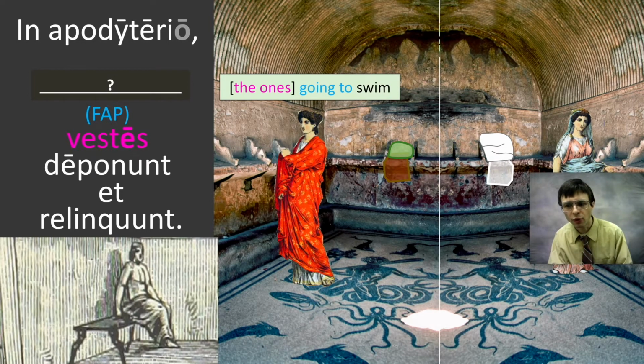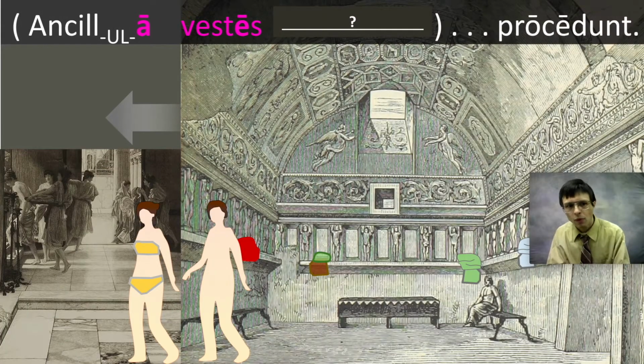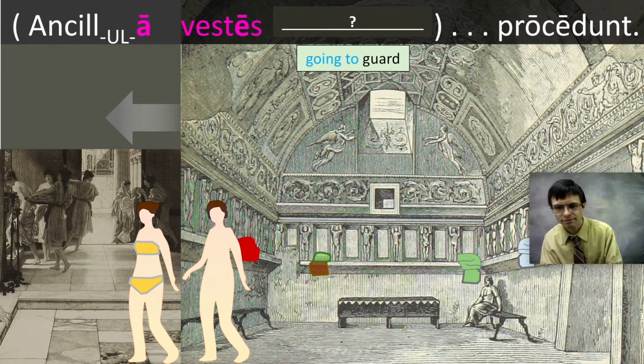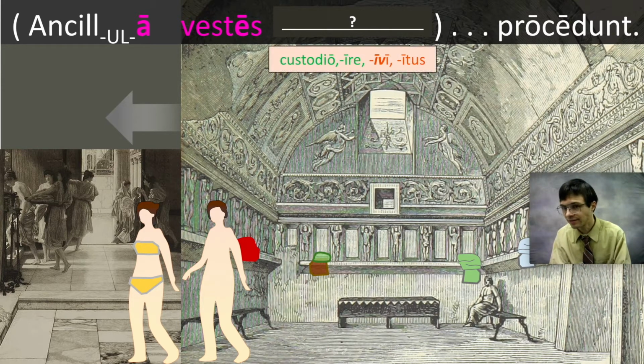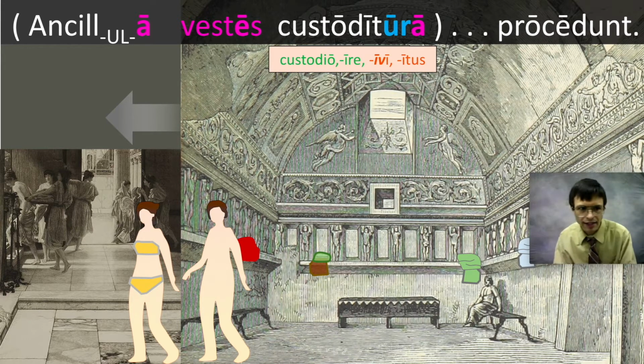In the changing room, going to blank, they take off their clothes and leave them. English, the one's going to swim. And the Latin? So what would this be? Nataturae. Yes, very good. With the slave girl going to blank the clothes, they proceed. English? Latin? Custoditura. Ancillula vestes custoditura procedunt.